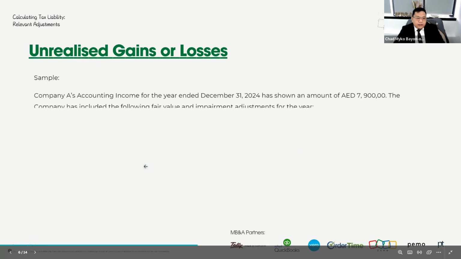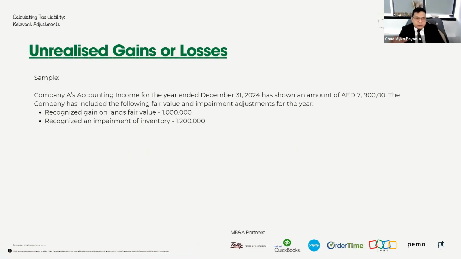Now, another example of realized gains and losses, let's check this example. Company A's accounting income for the year ended December 31, 2024 shows an amount of 7,900,000, and the company has included fair value and impairment adjustments for the year: a recognition of the land's fair value gain of 1 million, and an impairment of inventory of 1,200,000. So the question is, how much would be your taxable income?